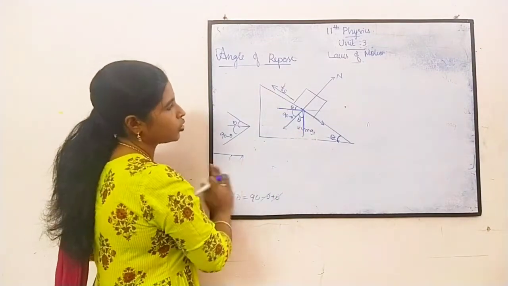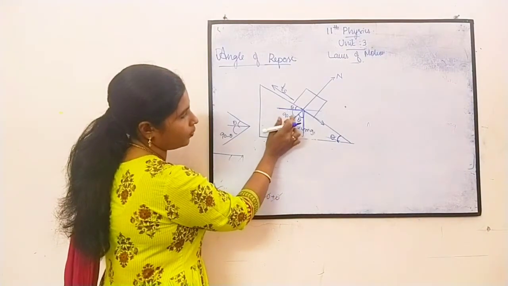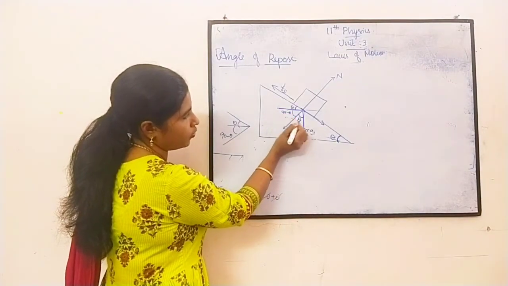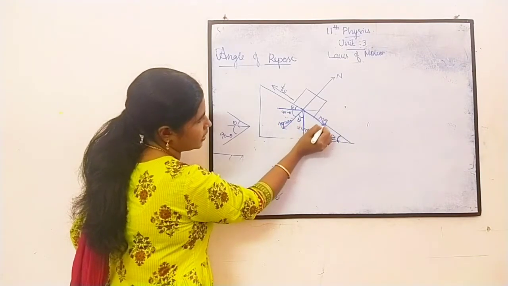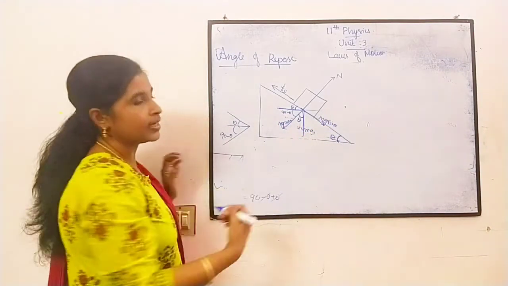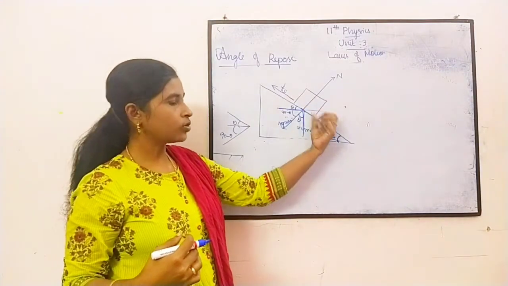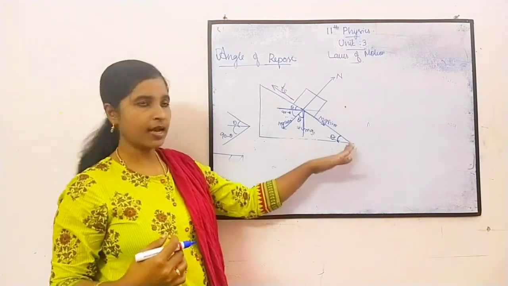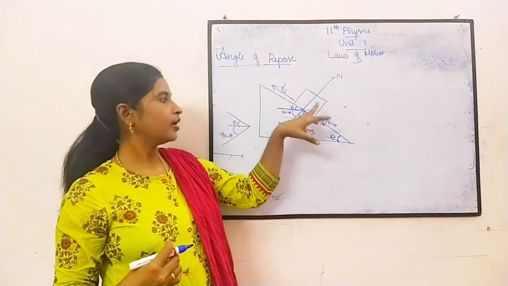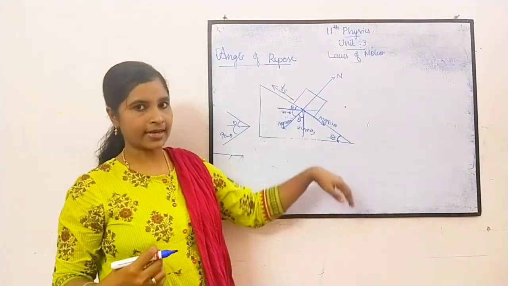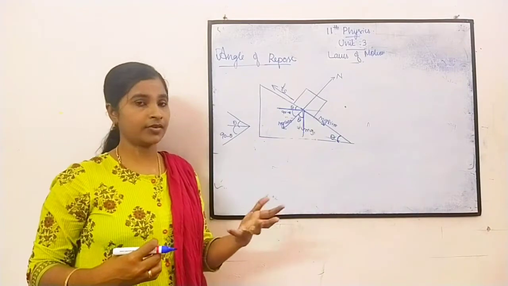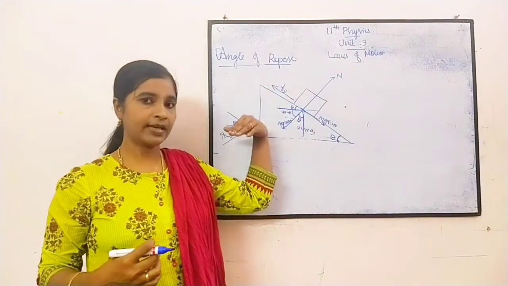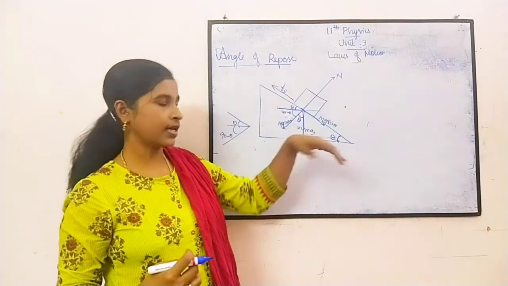The component adjacent to theta we always call the cosine component. This is mg cos theta and this is mg sin theta. Which component makes the object accelerate? mg sin theta. Only this makes the object accelerate. We have already discussed this: for an object placed on an inclined plane, the acceleration is mg sin theta.